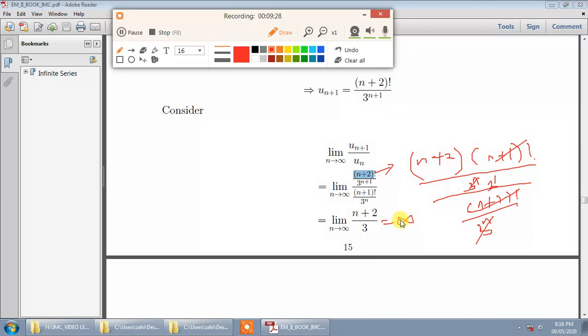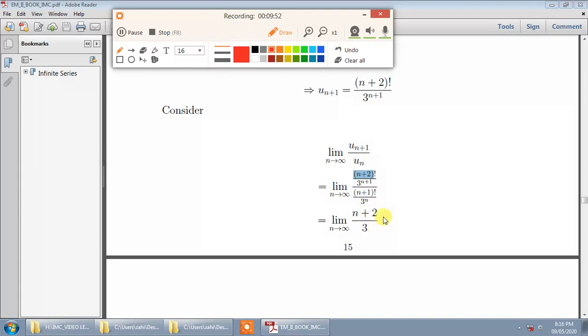And what is D'Alembert's ratio test? If the limit of un plus 1 divided by un is greater than 1, then the series converges. Definitely infinity is greater than 1. So it is a very simple test. Since this limit is exactly infinity, and it is greater than 1, therefore the series converges. So summation un is convergent. You can check it out.